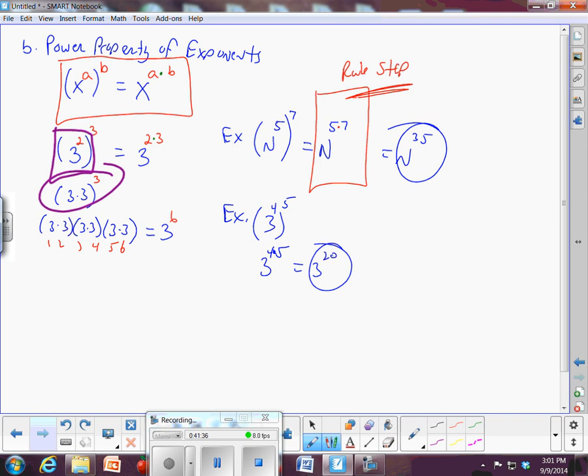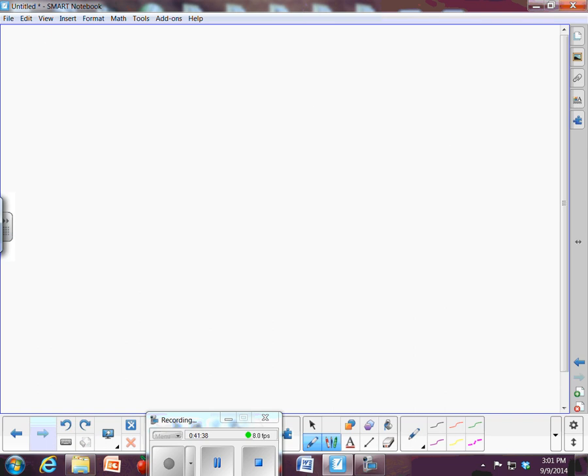Okay. We've got one more property, C. Division property of exponents.